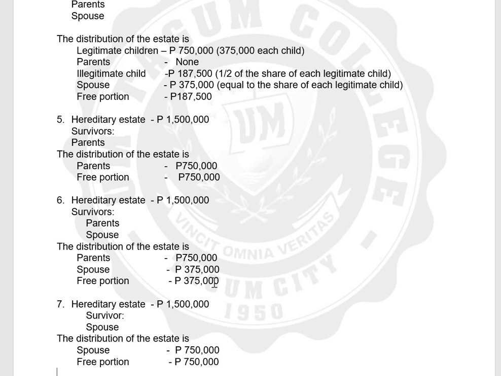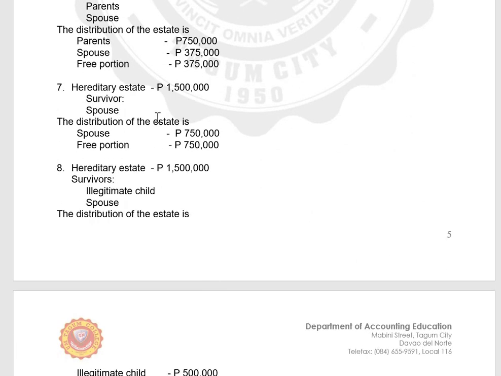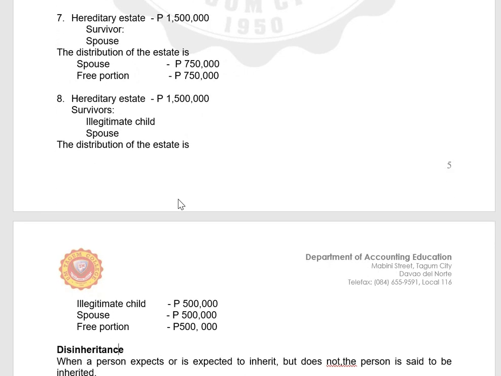Okay, number 7. Ito, example. Survivor is the spouse. So, 1/2 sa spouse, 1/2 sa free portion. Okay, for number 8 naman, the hereditary estate is 1.5 million. Then may illegitimate children or illegitimate child, then may spouse. So ang rule, 1/3 sa illegitimate child, 1/3 sa spouse, and 1/3 sa free portion.